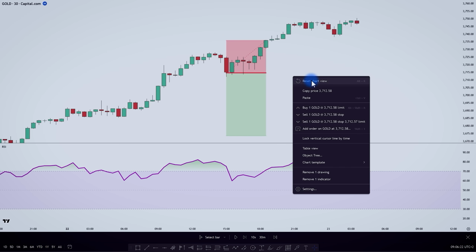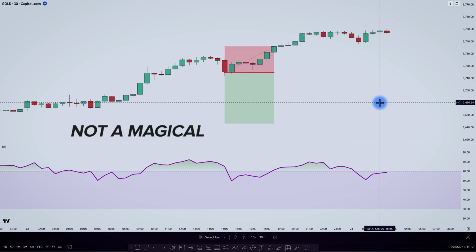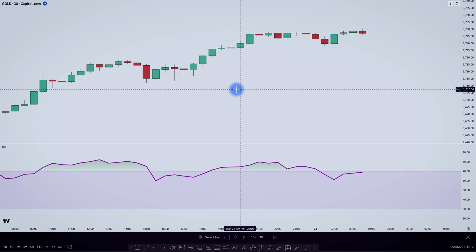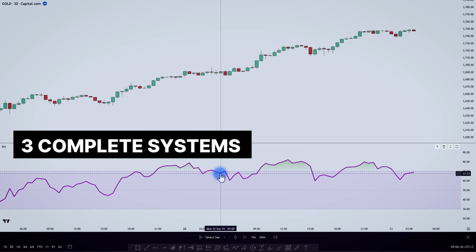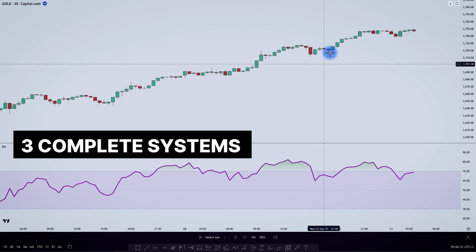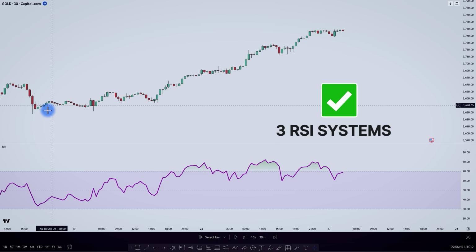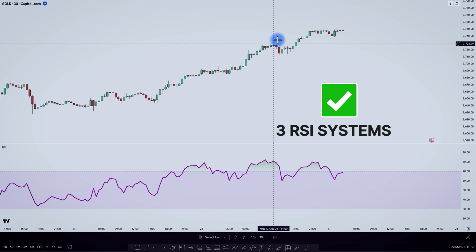Here's what changed everything for me. I stopped seeing RSI as this magical reversal indicator. I started seeing it as 3 complete systems. Each system has one specific job. System 1 rides trends. System 2 catches reversals before they happen. System 3 confirms everything, so you never guess again. That's it. 3 systems. Master these, and RSI becomes your money printing machine.